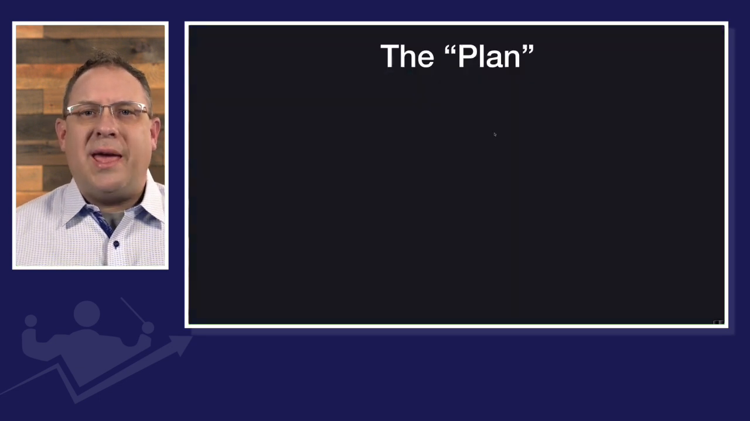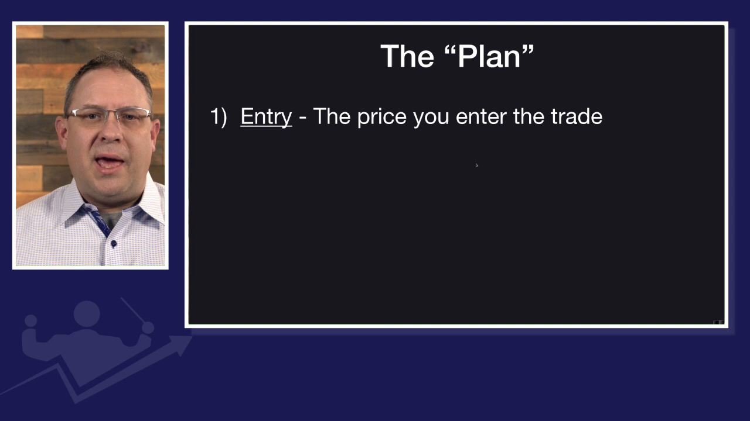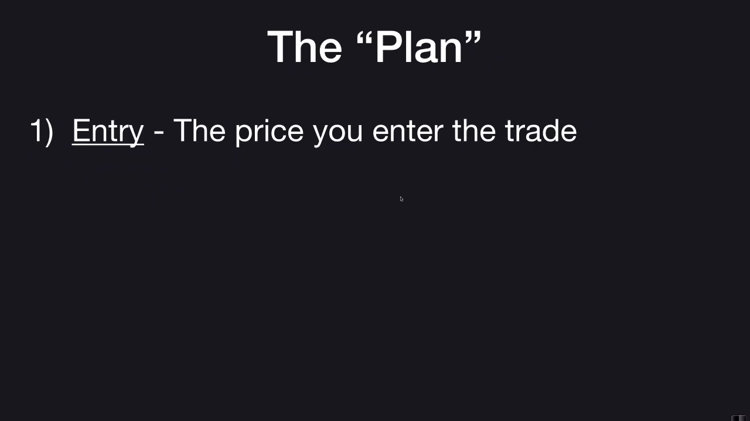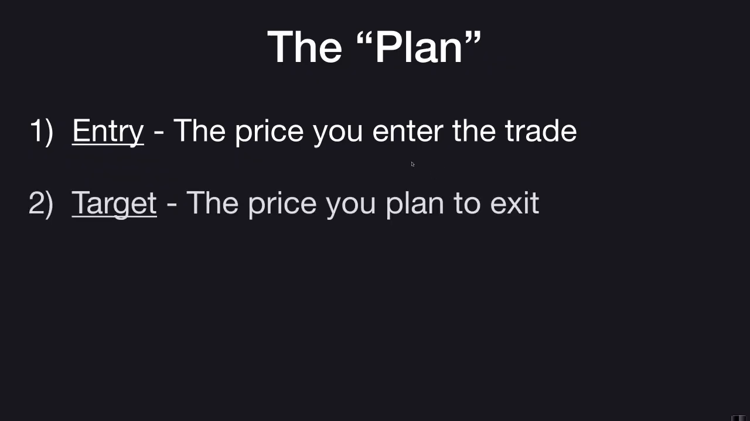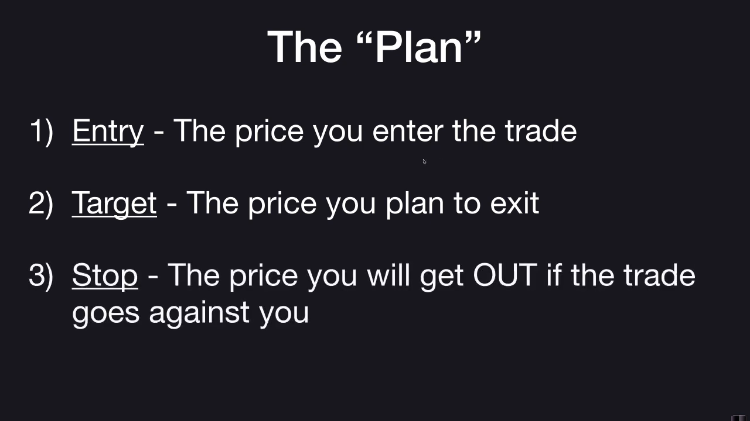Okay. So recap really quickly here. Here is the plan. Number one, entry. That's the price that you enter the trade. Your target. That's the price you plan to exit the trade. And finally, your stop. That's the price that you're going to get out if the trade goes against you.